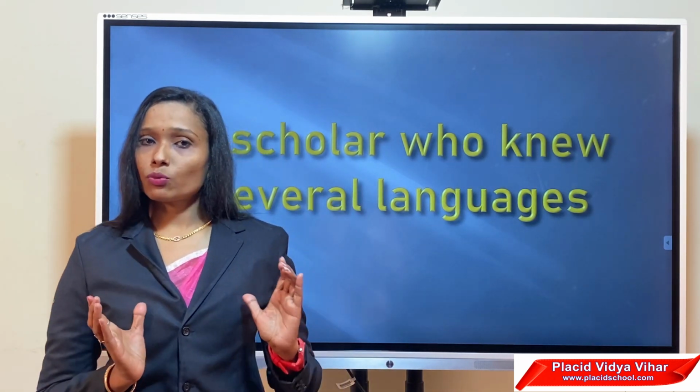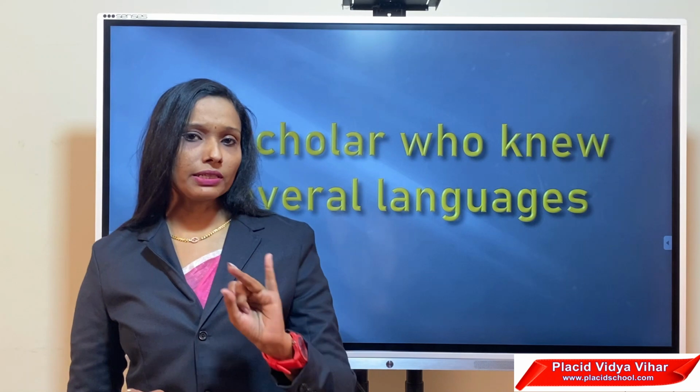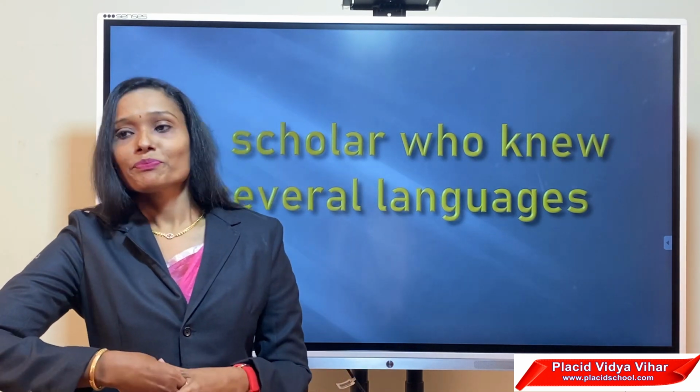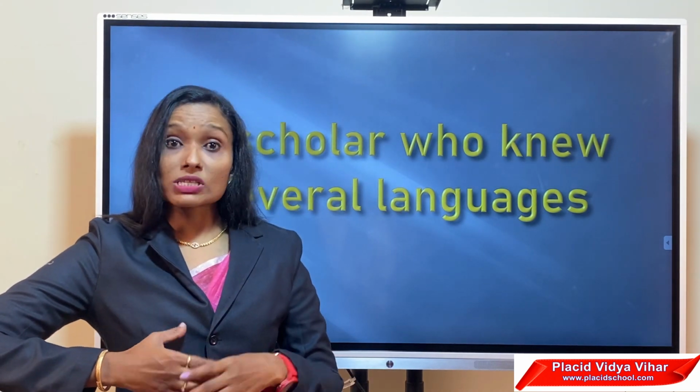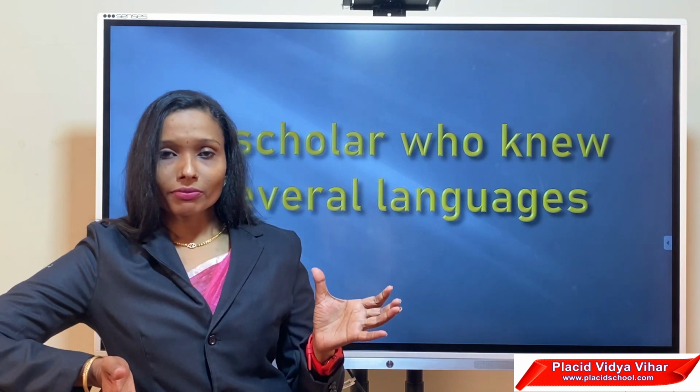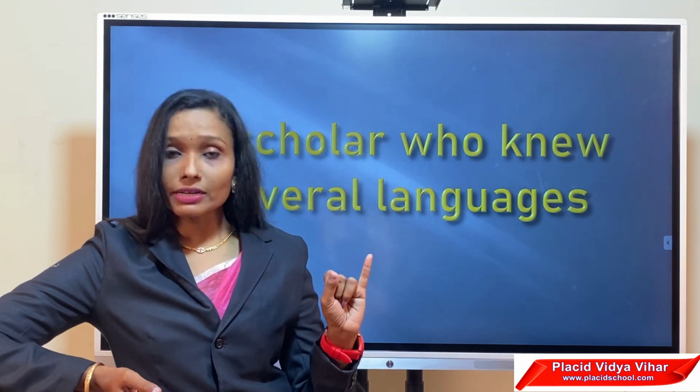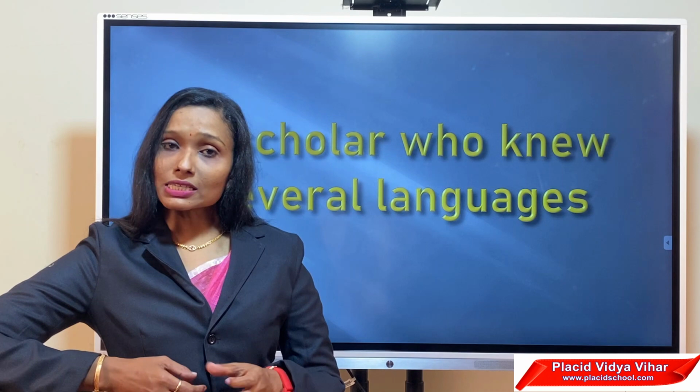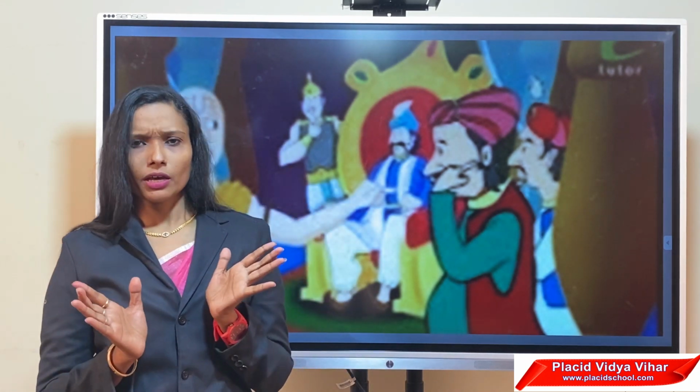Okay, let me start with the characters. Akbar and Birbal, that's the name, right? Akbar and Birbal. Akbar was an emperor, we say king. Akbar was an emperor and Birbal was his minister. So here we have Akbar and Birbal. Akbar was the emperor and Birbal was his favorite actually. Why was Birbal his favorite? Birbal was very intelligent. Whatever problems Akbar the king faced, Birbal used to solve it.